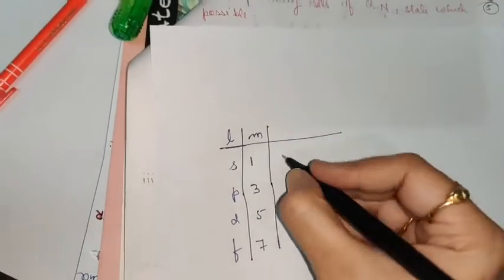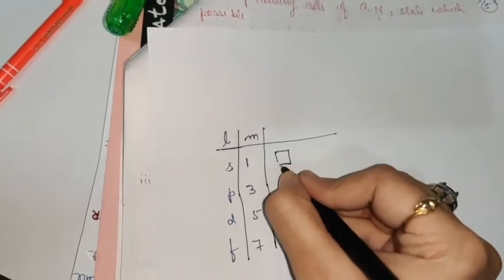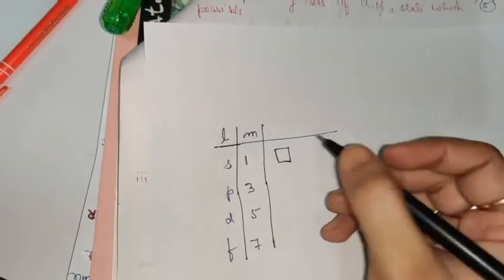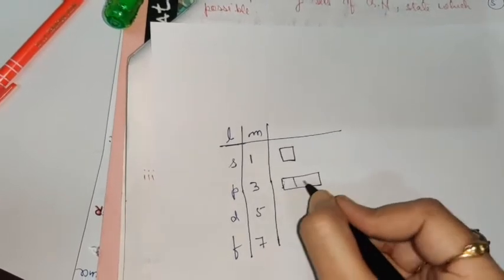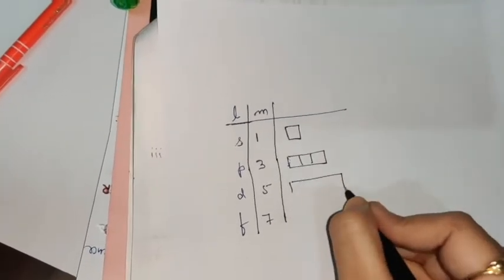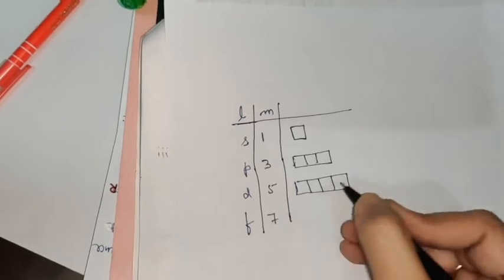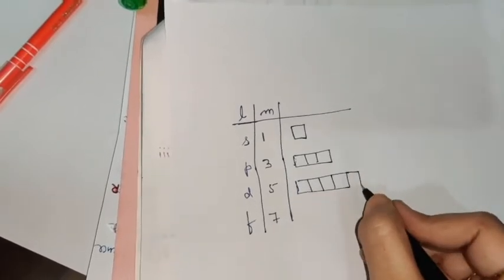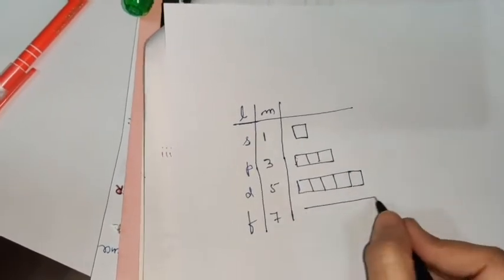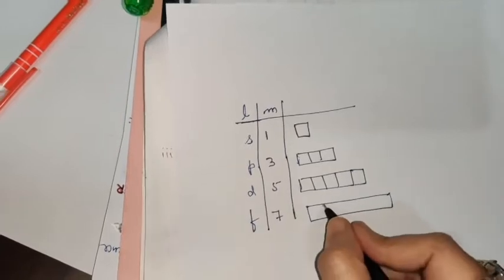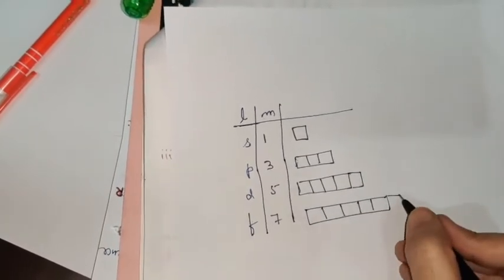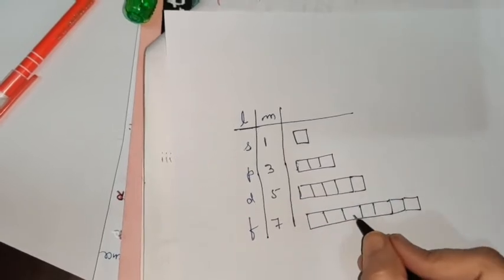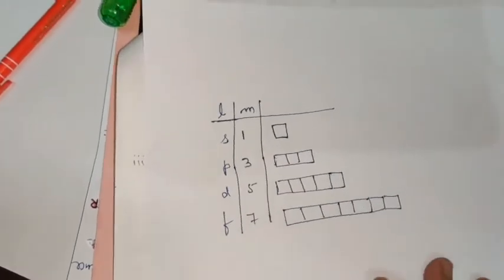The orbitals are shown like this, as boxes. S has 1 orbital, so 1 box. P has 3 orbitals, so 3 boxes. D has 5 orbitals, so we'll show 5 boxes here: 1, 2, 3, 4 and 1 more, 5. F has 7, so you'll show 7 boxes: 1, 2, 3, 4, 5, 6, 7. Thus orbitals are represented as these boxes.